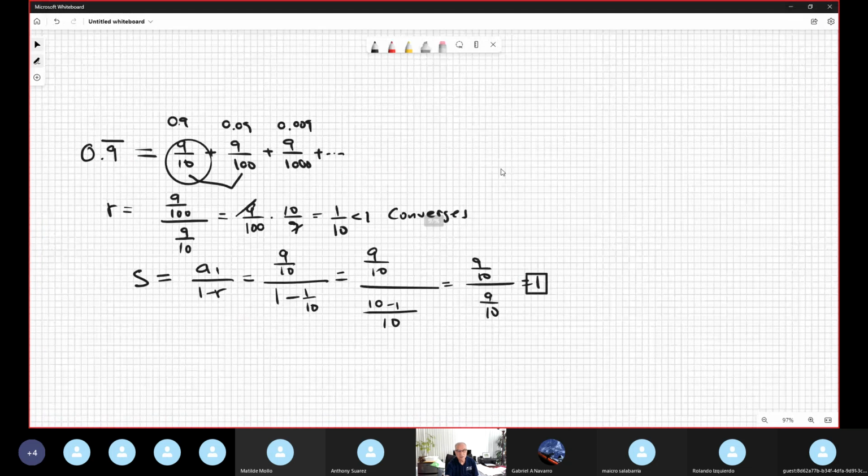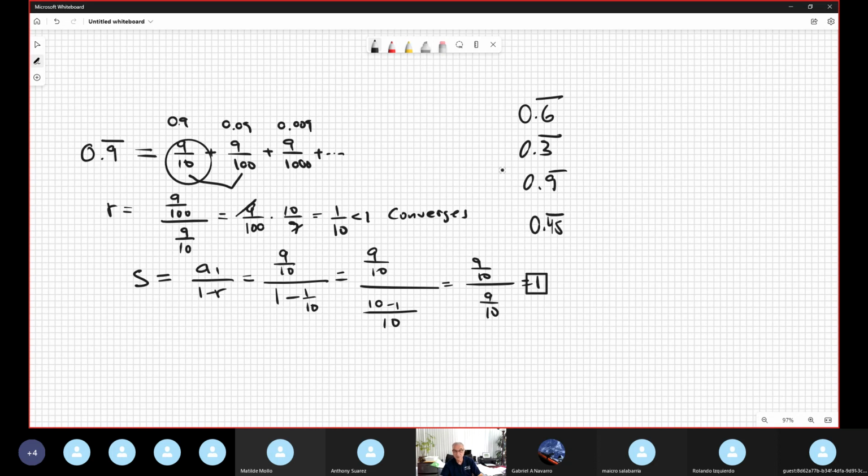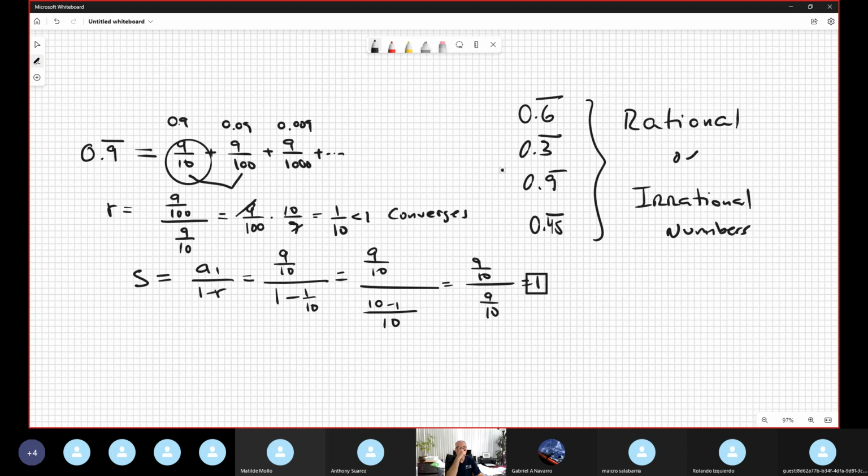So I have a question, an extra question. 0.6, 0.3, 0.9, and another example I have here, 0.45, repeated 45. Is this a rational or irrational number? Is it a rational or irrational number?